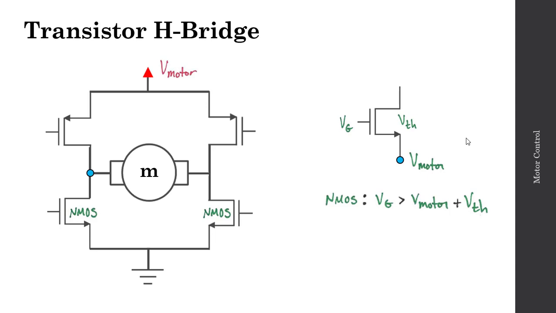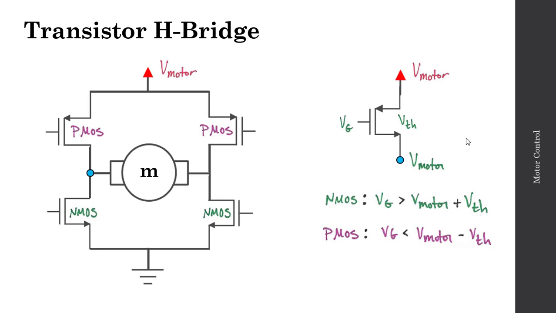In contrast, if we make this a PMOS transistor, then the gate voltage must be less than V motor minus the threshold voltage. So in this setup, we could turn the transistor off by applying a gate voltage close to V motor, and then we could turn the transistor on by applying something like ground. As a result, the H-bridge circuit will have two PMOS transistors up top.